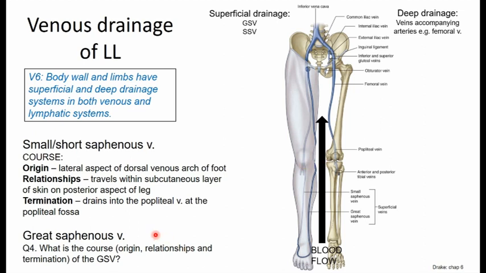I'd like you to have a go at describing the course of the great saphenous vein, i.e. what is its origin, relationships and termination. And if you'd like some feedback, you can post your ideas on the discussion forum.